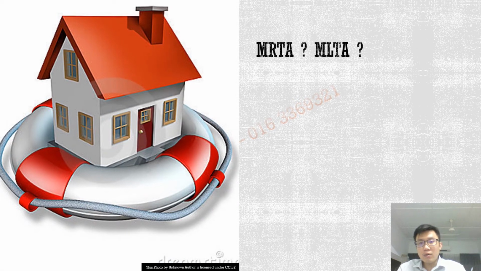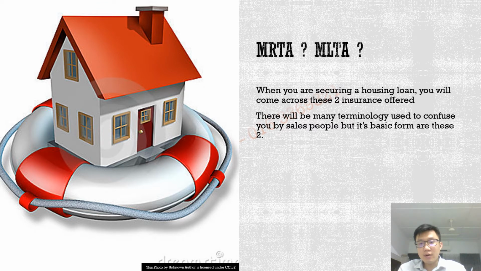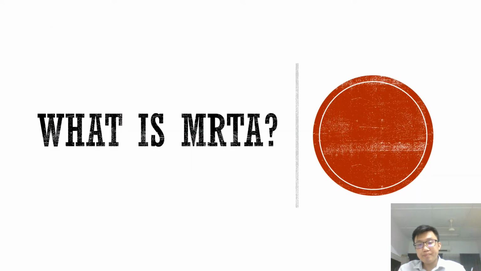All right, moving on. What is MRTA and MLTA itself? So when you are securing a housing loan today, you come across these two insurance being offered by the banks or even by an insurance agent. There will be many terminologies used. Some you may have heard, like CLTA, MLTT, and etc. But these are the two basic forms. The first one, MRTA, stands for mortgage reducing term assurance, whereas MLTA is mortgage level term assurance.